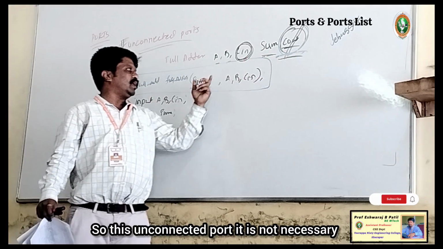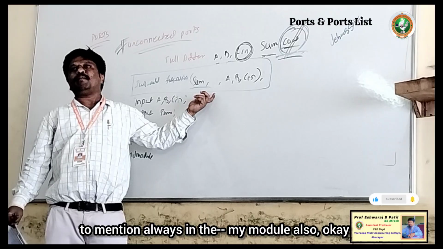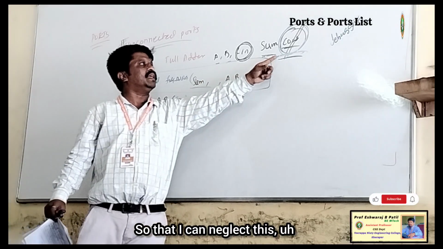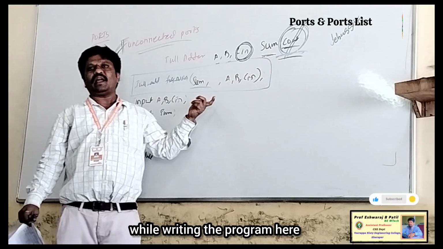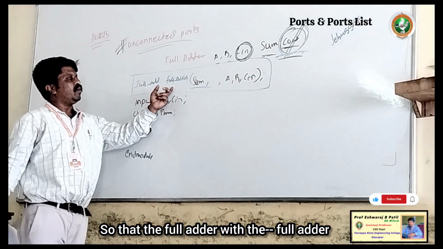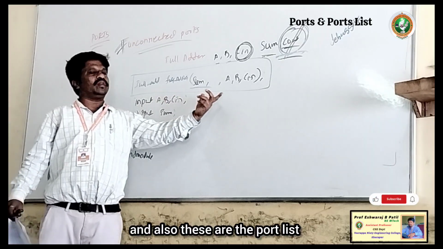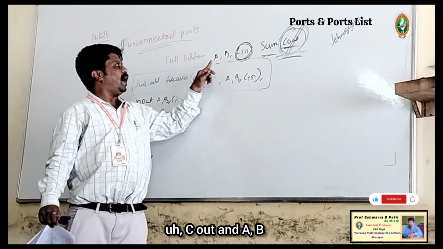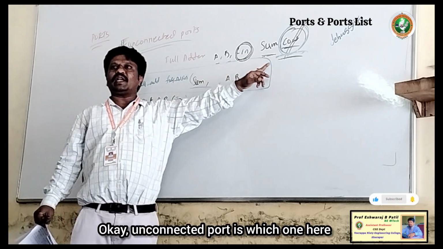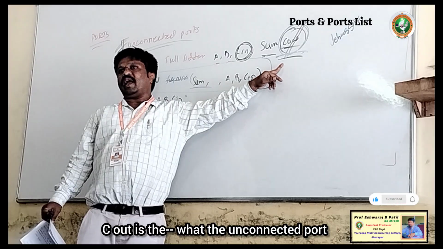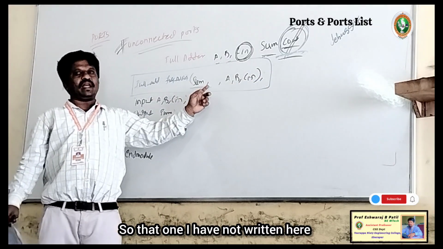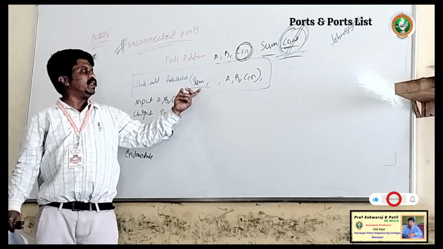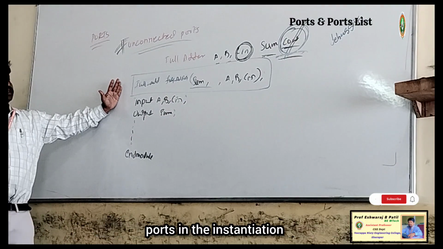So this unconnected port is not necessary to mention while writing the module or while instantiating that module, so that I can neglect this unconnected port while writing the program here. The full adder with the instantiation name, and also these are the port list: sum, COT, and A, B, C. Which one is the unconnected port? COT is the unconnected port, so I have not written it here. An unconnected port is not necessary to mention inside the module instantiation. So this is the example for the unconnected ports in the instantiation.